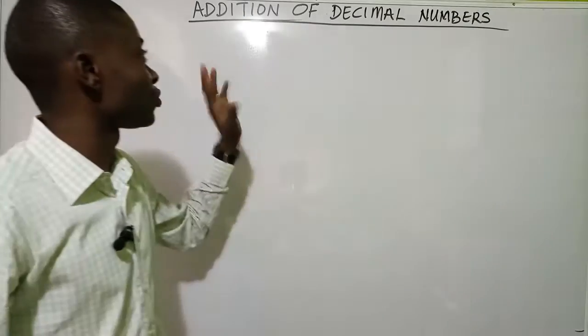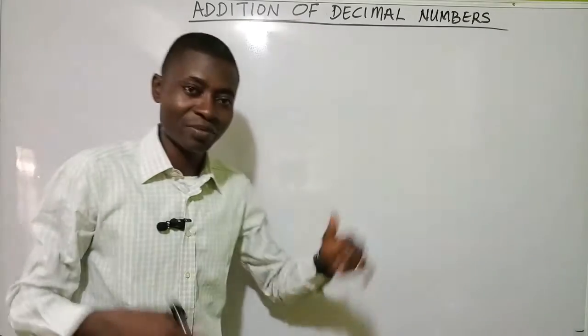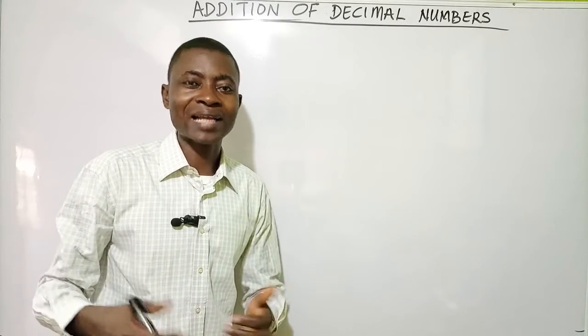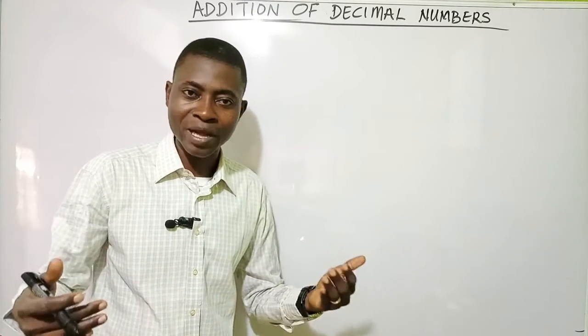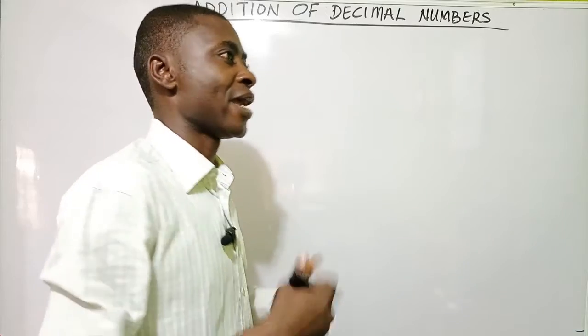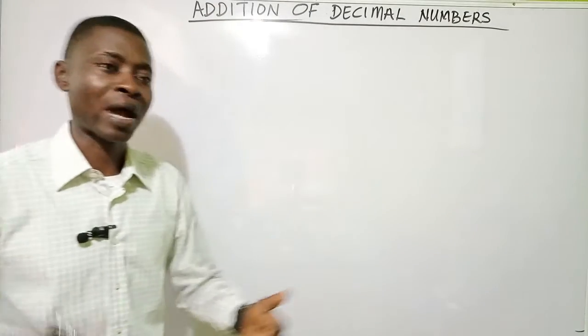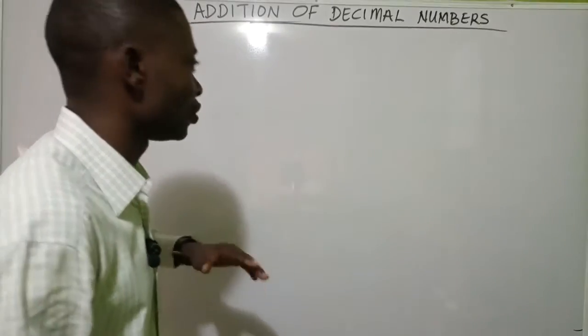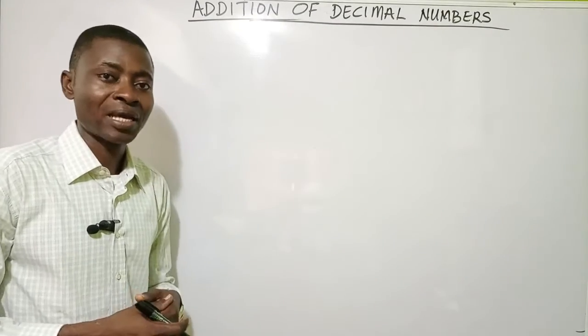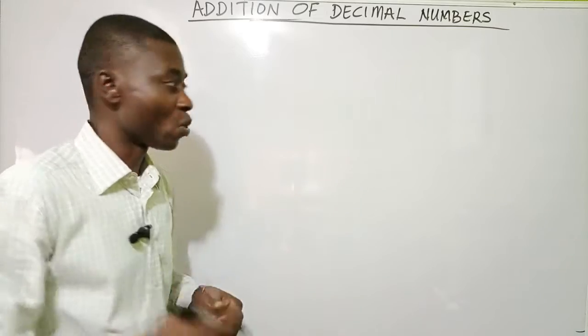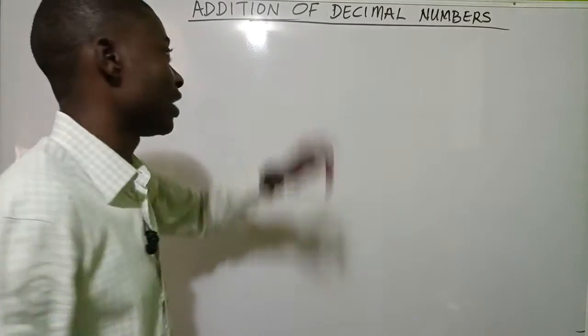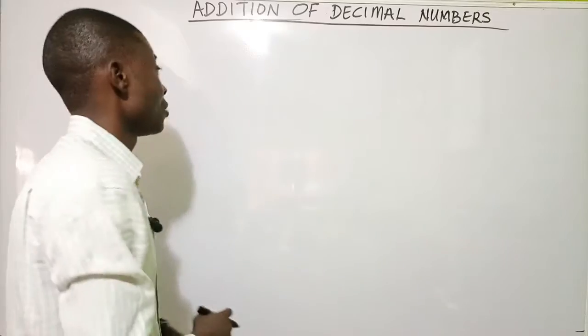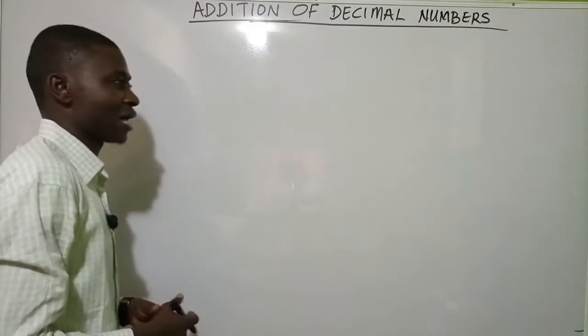In our lesson today, we'll be talking about addition of decimal numbers. How do we add decimals together? Either adding a decimal to a whole number or a decimal to a decimal. In our class today, we'll be explaining how we do that and what to watch out for when you are carrying out operations relating to decimal numbers. For instance, you have something like this.